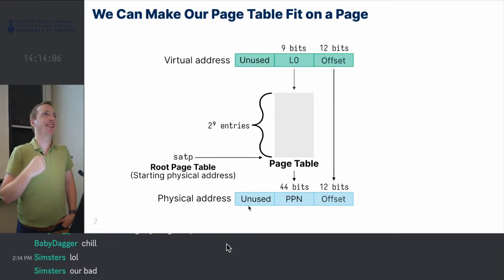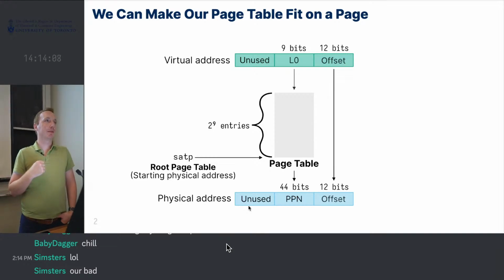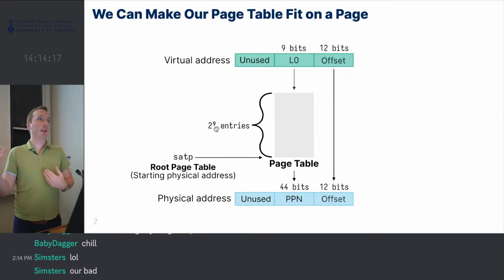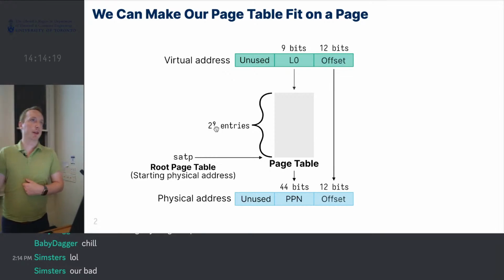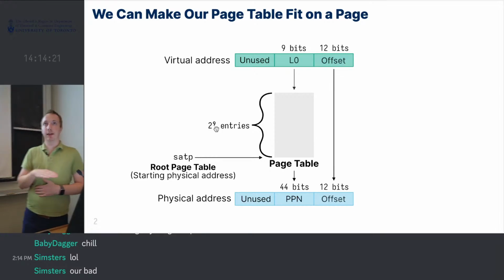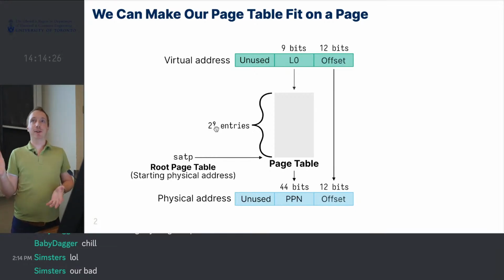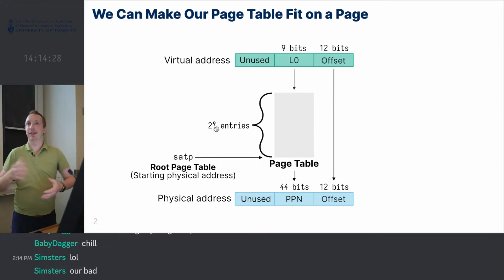Yeah? Wait, how is it like less entries but like the same amount of like output? So this is not the same amount of output. I can only fit in 2 to the 9 entries in this case if I make the page table small enough such that it fits on a page. But everything else stays the exact same as we had before. All right, so we're good so far.